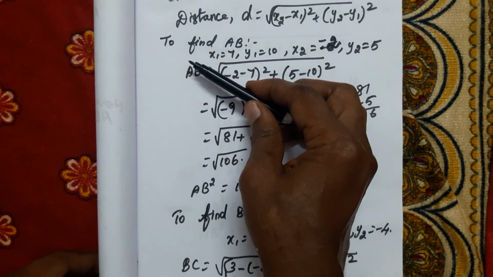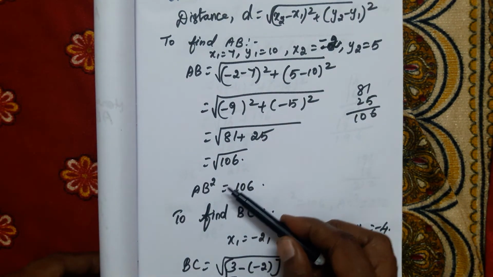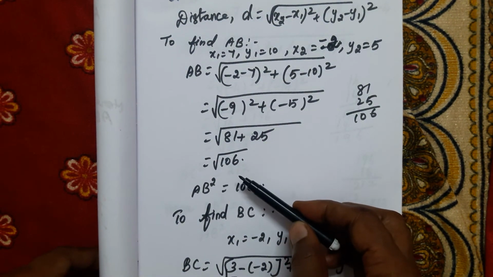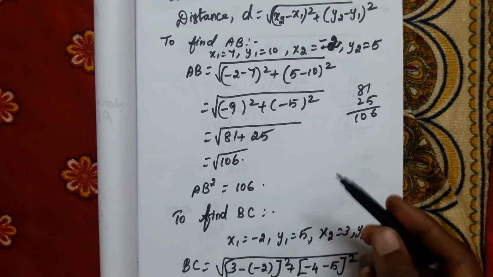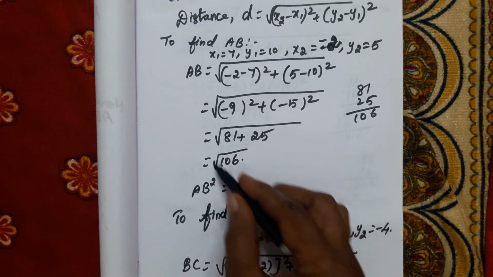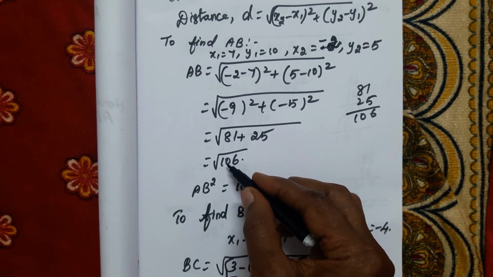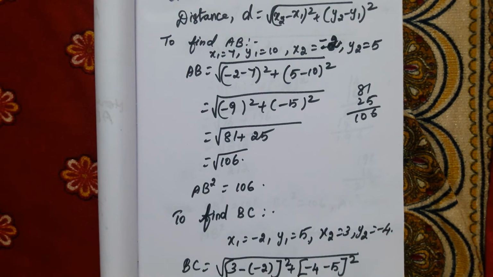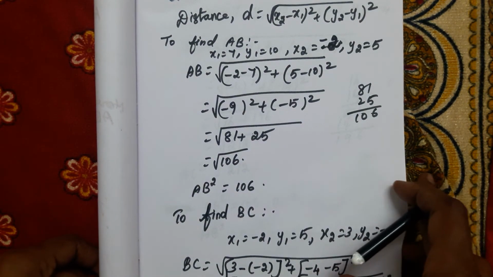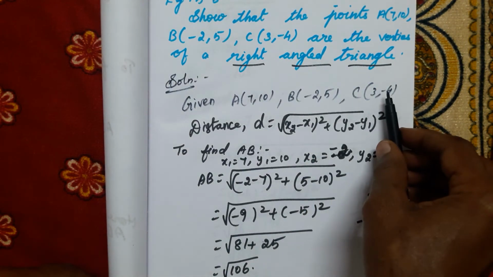So here we have found AB. We need to find out AB square. So AB square is equal to 106. The root will go. AB is equal to root 106 means AB square is equal to 106. Next, to find BC, we want to find out the side BC.